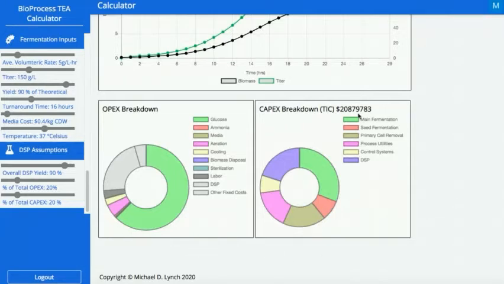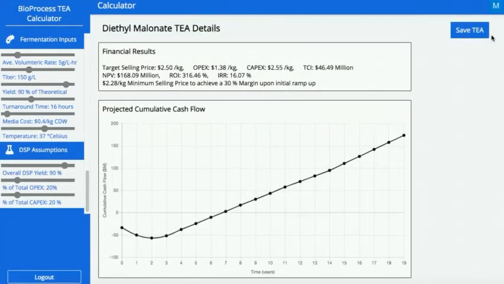The CAPEX is broken down by the key areas of the facility, including the main production fermenters and associated equipment, and the seed fermentation equipment. The cost of the centrifuges used in primary cell removal, or removing the cells from the broth, the process utilities and control systems for the fermentation part of the facility, and the crude estimate of the capital costs for the downstream purification process.